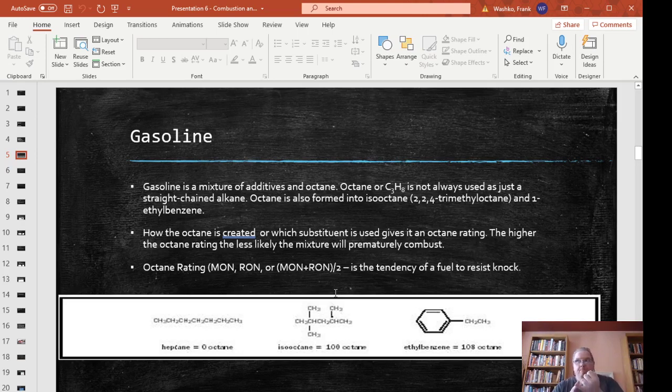The one thing is the initial way to get this fuel to not knock, not self-combust, was to add lead in it. Lead makes the fuel not want to burn, right?